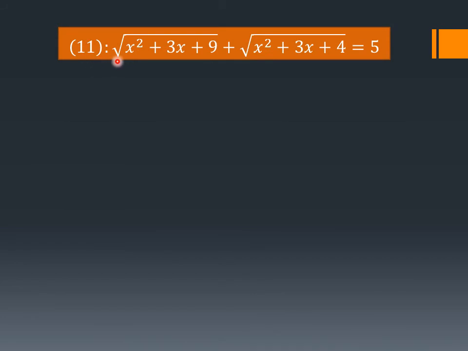Coming to question number 11. Question number 11 says under root x square plus 3x plus 9 plus under root x square plus 3x plus 4 is equals to 5. What are the common digits inside the radical sign? The common digits are x square plus 3x. So first of all, we will suppose x square plus 3x as equal to some other variable. I say that x square plus 3x is equals to y.